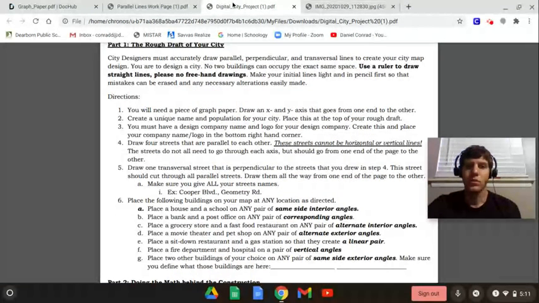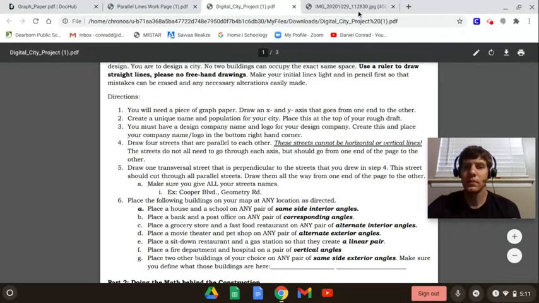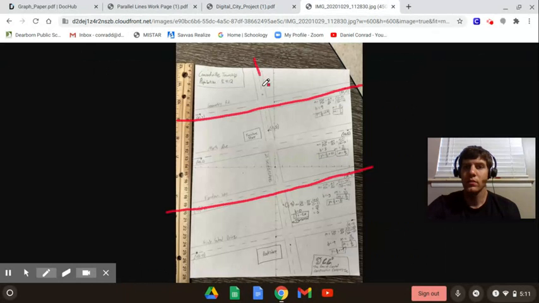Okay? So we want same side interior. Your transversal is going to be the same every time. So if you want to use Geometry Road and Fordson Way, same side interior, you could put the house here, and then you could put your school here. Those are same side interiors. So you could put the school here, SC for school, and we'll put H for house.